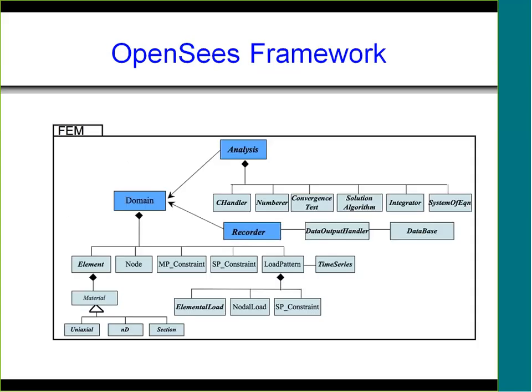The architecture of OpenSees is fairly simple. You have a model builder that adds all modeling objects to the domain. These are elements, nodes, constraints, load patterns. Domain keeps the state of the model at time t, and then analysis moves the model from the state at time t to the state at time t plus delta t. And then you have a recorder that monitors user-defined parameters of the model during the analysis.